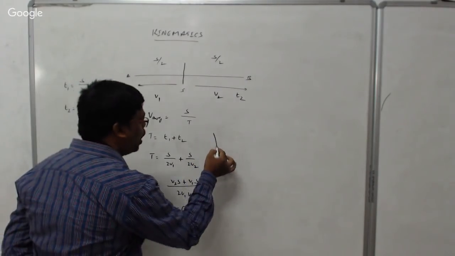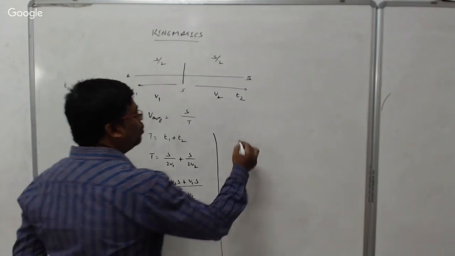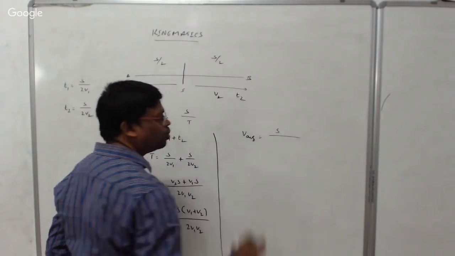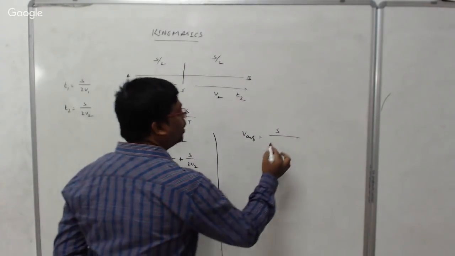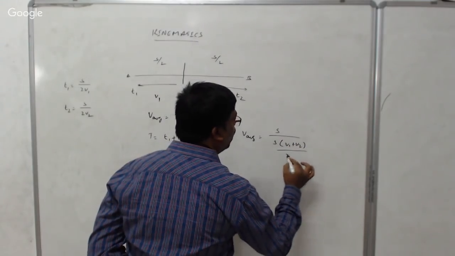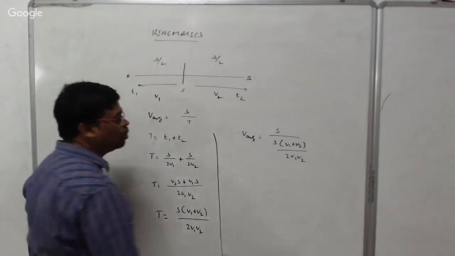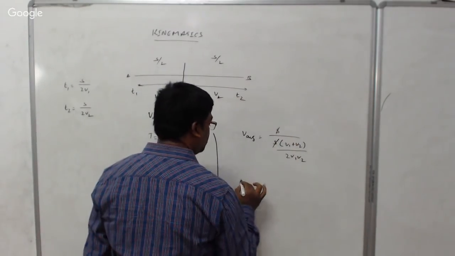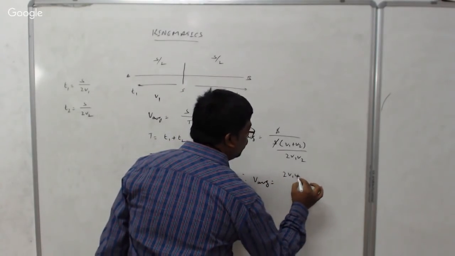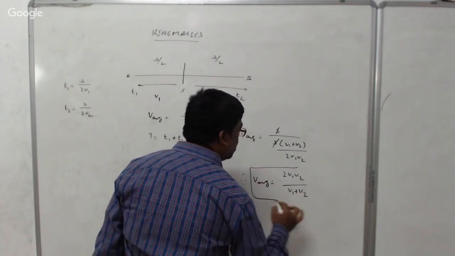So now I am in a position to substitute the time interval and solve the remaining thing. V average is equal to total distance S, no doubt. And what is the total time? S into v1 plus v2 by 2v1 v2, just now we solved the total time. Now see, S can be cancelled. Therefore, V average is equal to 2v1 v2 by v1 plus v2. This is the answer.